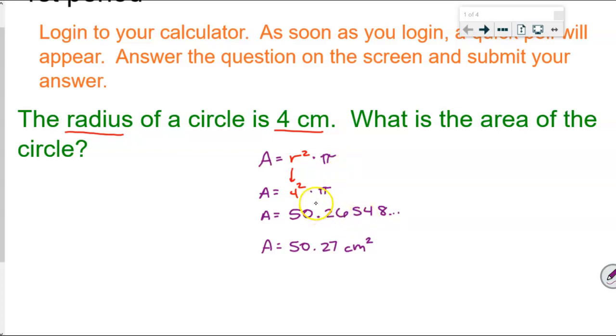Three is probably okay, two is okay, one maybe sometimes not enough unless I've specifically told you how to round. And don't worry about the units in the calculator. If you do include the units, make sure you're using them correctly: centimeters squared when it comes to area.